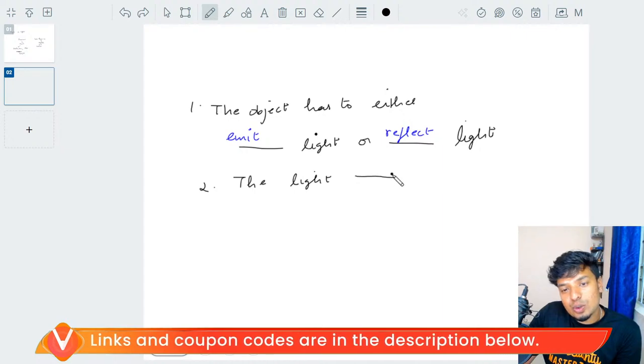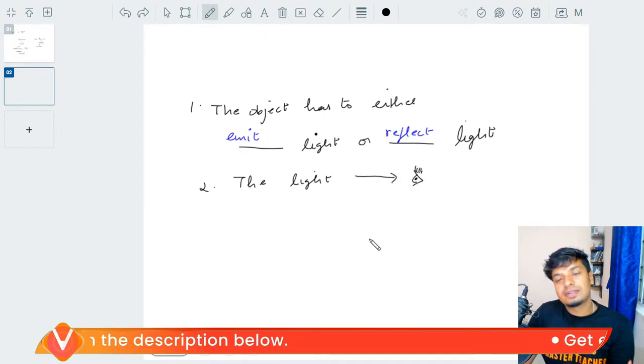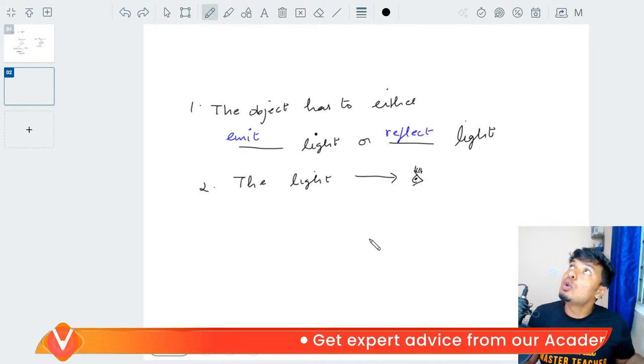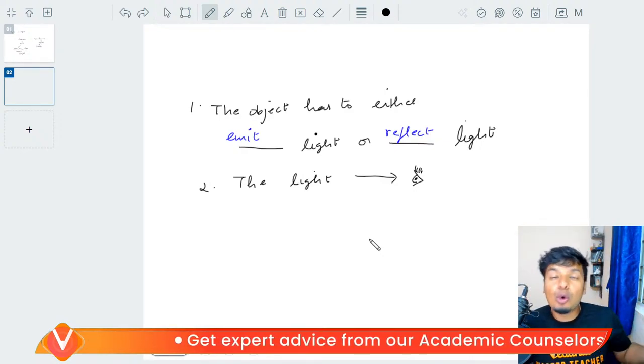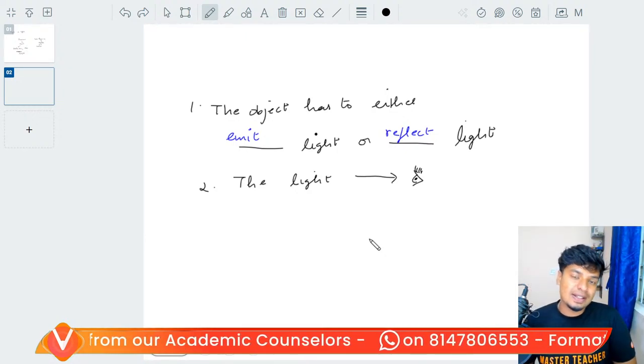The light has to reach our beautiful eyes. For example, I am inside the house. If I look up, will I be able to see the moon? No, because the light of the moon is not reaching my eyes.